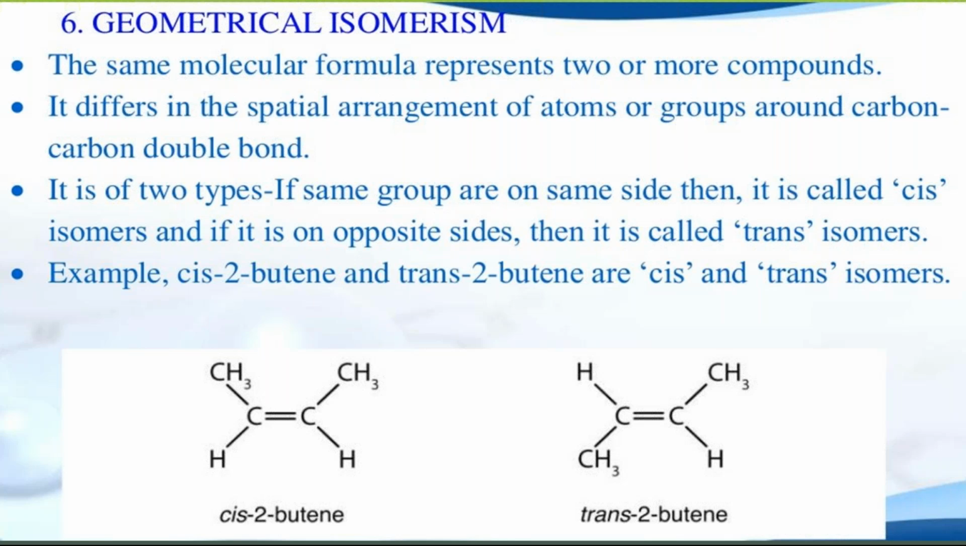They have the same molecular formula and represent 2 or more compounds. They differ in the spatial arrangement of atoms or groups around the carbon-carbon double bond. So it is of 2 types. If the same groups are on the same side, it is called the cis isomer, and if they are on opposite sides, it is called the trans isomer. For example, here we have cis 2-butene and trans 2-butene. In cis 2-butene, the methyl groups are on the same side and the hydrogens are on the same side, whereas in trans 2-butene, the groups are on opposite sides.